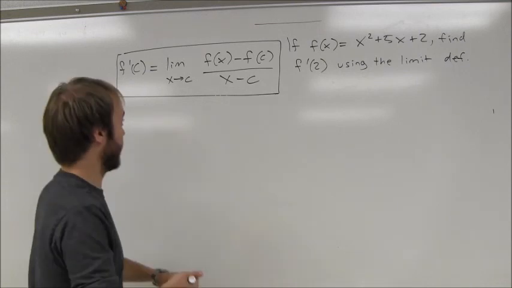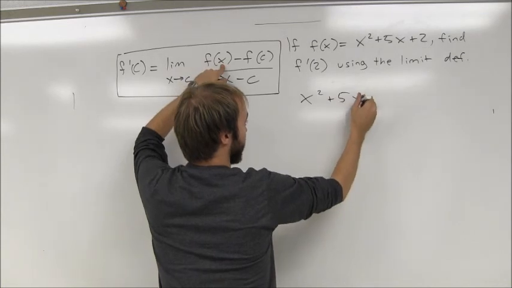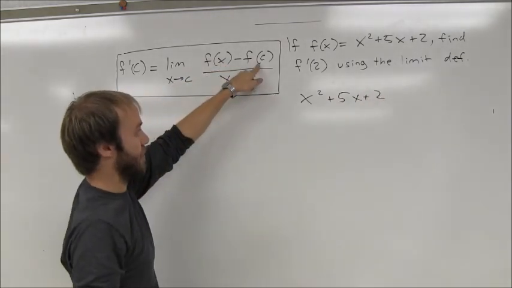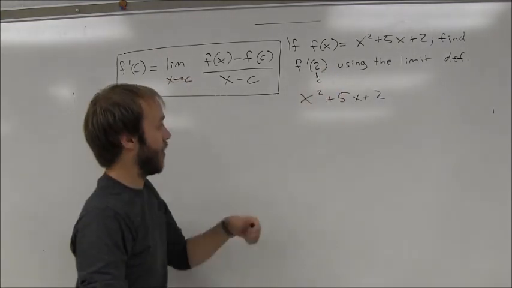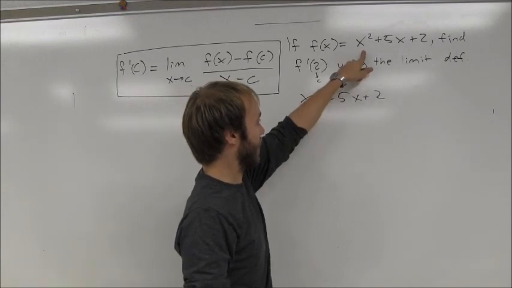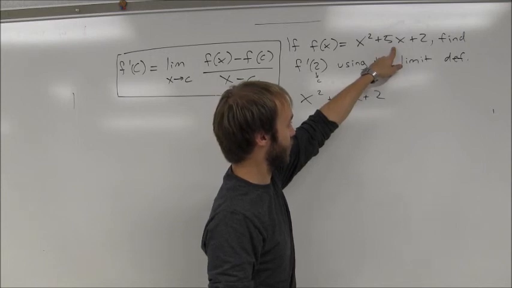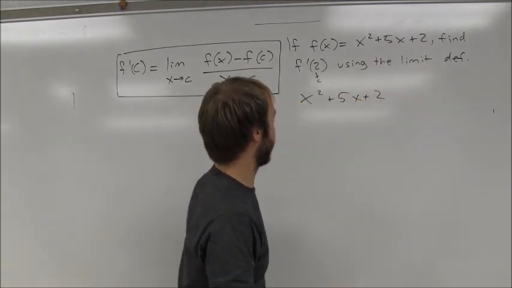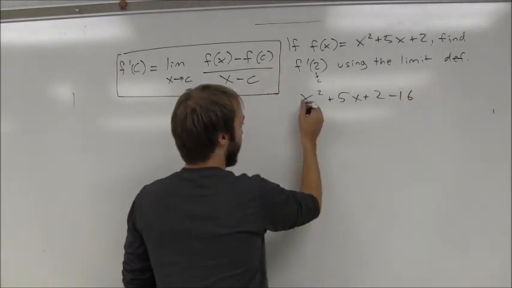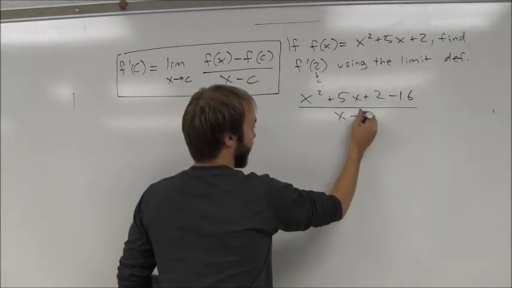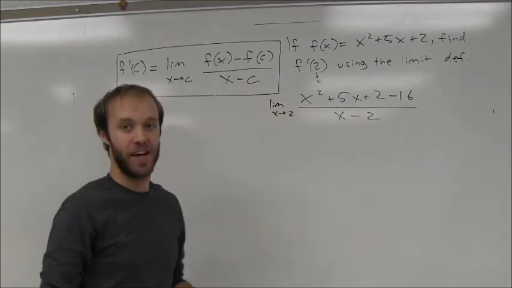So to follow the definition, I'm going to take f of x, which of course is x squared plus 5x plus 2. I'm going to subtract f of c. Well, my c value in this case is 2. So I can find f of 2 here. That is 2 squared is 4, plus 10, if I substitute 2 in there, is 14, plus 2 is 16. So it says I'm going to subtract that functional value. In this case, I'm going to subtract the 16, divide all of that by x minus whatever that c value is. In this case, this is 2. And I'm going to find the limit of that as I approach my x value of 2.